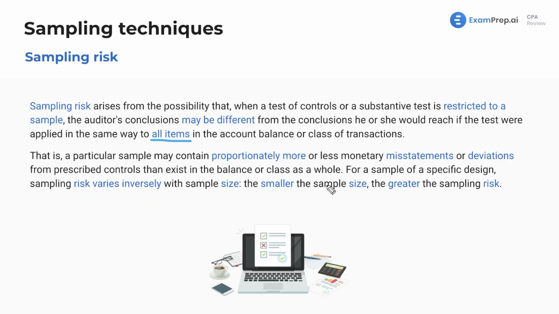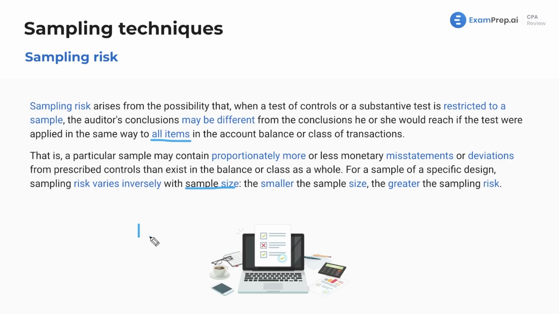And this actually makes sense, right? Sampling risk is the risk that your population is going to be different than your sample. So if you test more, your sample size increases. That means your sample size is getting closer to the population, thus your sampling risk will go down.